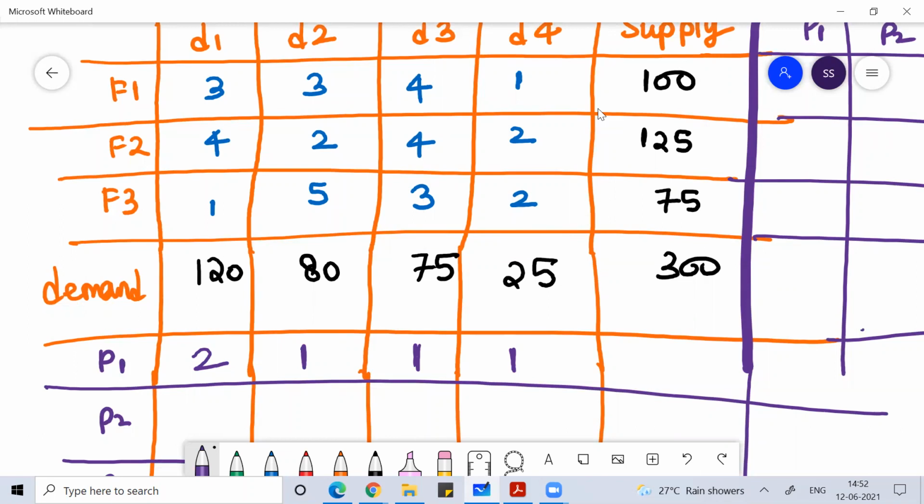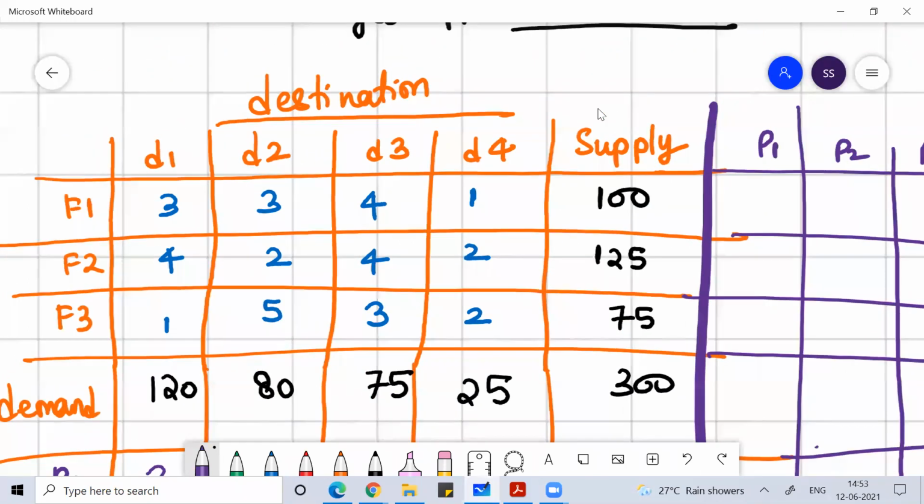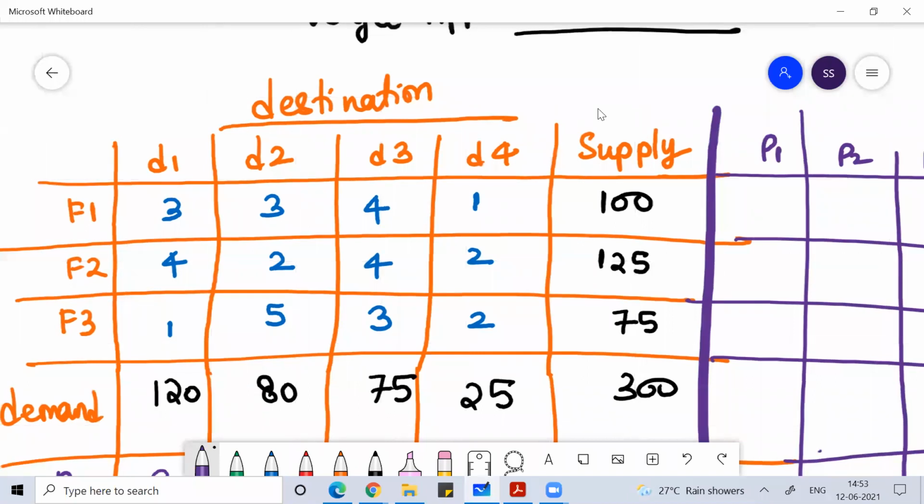Now see row wise. In the first row, the smallest element is 1 and the next smallest is 3; 3 minus 1 is 2. In the second row, the smallest element is 2 and the next smallest element is 4; 4 minus 2 is 2. In the third row, the smallest element is 1 and the next smallest is 2; 2 minus 1 is 1. Clear, everyone?